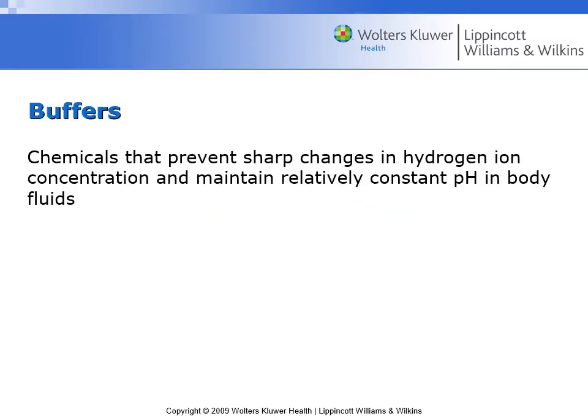All right. Buffers. Now, what are buffers? These are chemicals that prevent sharp changes in hydrogen ion concentration and maintain relatively constant pH in body fluids. So buffers are very important, and within our blood we do have buffers present because, as we saw just now, the pH of the blood is between 7.4 and 7.45. It is very important that it remains in that region and doesn't move away from it, because when it does, it could have disastrous consequences for that individual. So in order to maintain that pH, there are these buffers within the blood, chemicals that prevent any sharp changes in that hydrogen ion concentration.